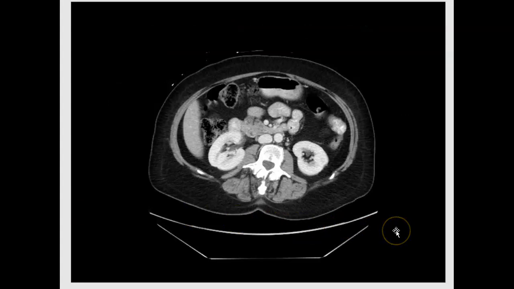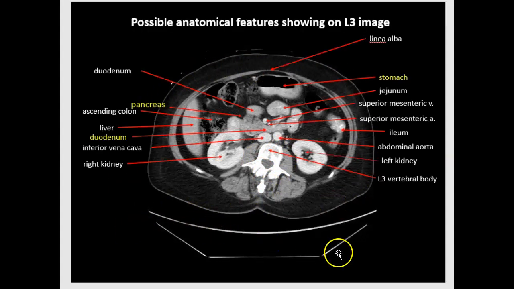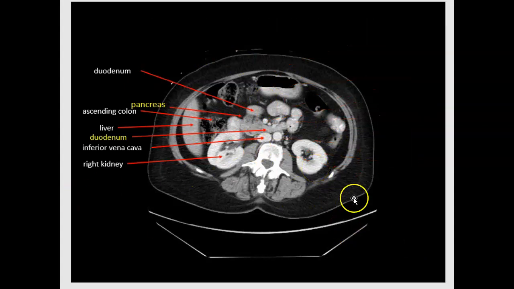So this is what a CT image of the third lumbar looks like. Again, this is the third lumbar vertebra here, and it's probably the most distinctive feature. We're going to go through some of the common anatomical features we see here. These are all the anatomical features in this image, and these are some of the possible things that you could see. This is a pretty busy slide, so we're going to split this up a little bit.